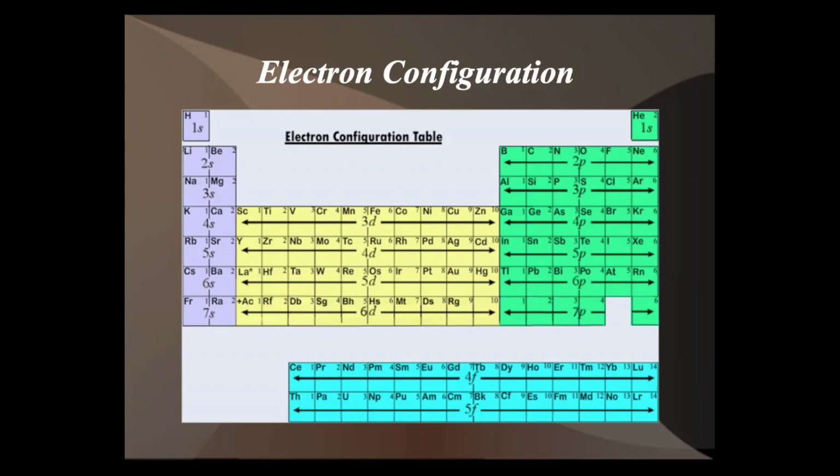We have just memorized this. Let's write down what we have learned so far about how this builds. It builds like this: we have 1s to begin with, then 2s, then 2p, then 3s, then 3p. So that's the first orbitals. That's how this builds.